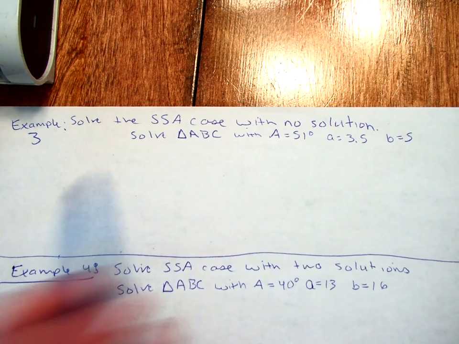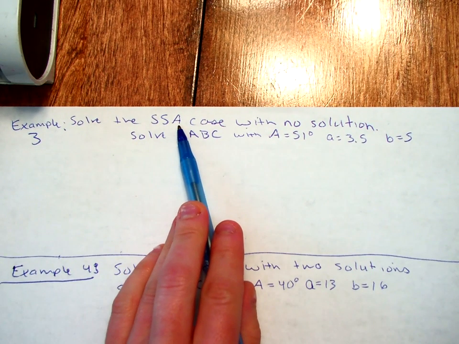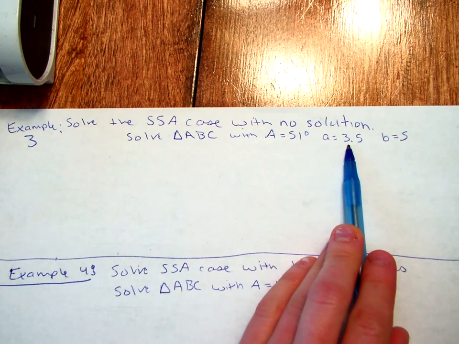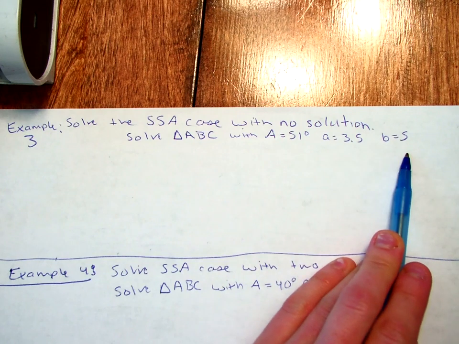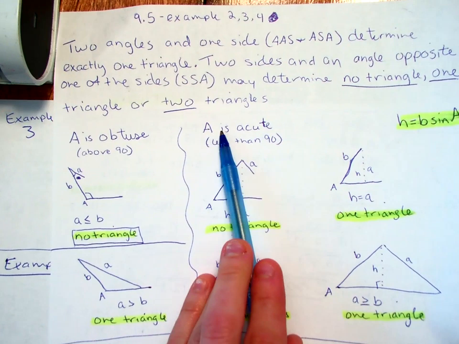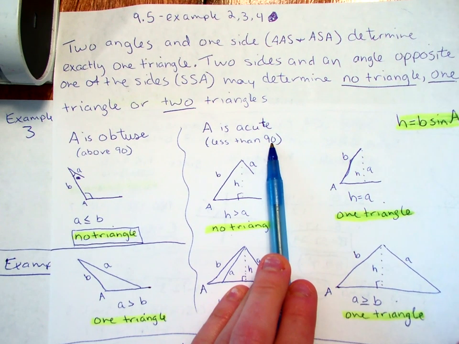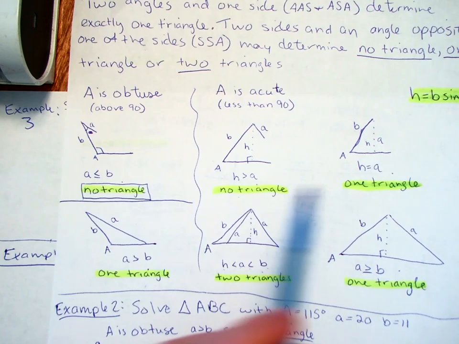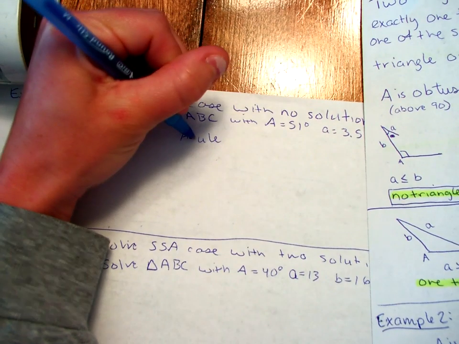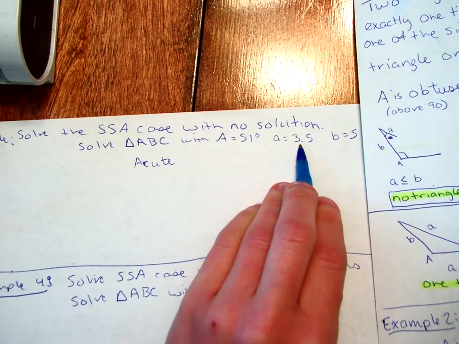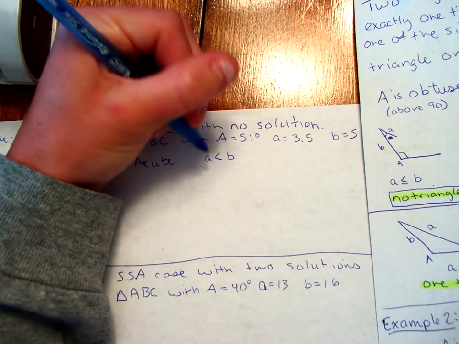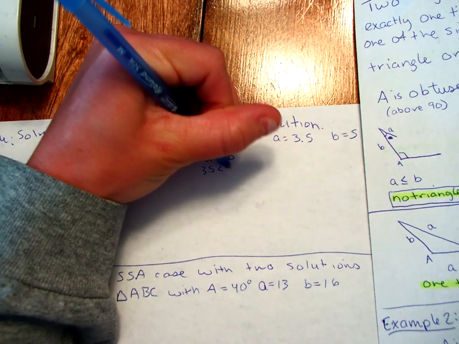So example 3 says, solve the side-side angle case with no solution. They give you A equals 51 degrees, side A is 3.5, side B is 5. Now again, you want to go back to your chart. This falls into the A is acute case because it's less than 90 degrees, so it's going to be one of these 4 options here. They do tell us that A is 3.5 and B is 5. So A is less than B in this case because 3.5 is less than 5.